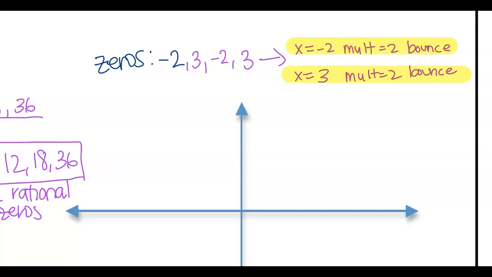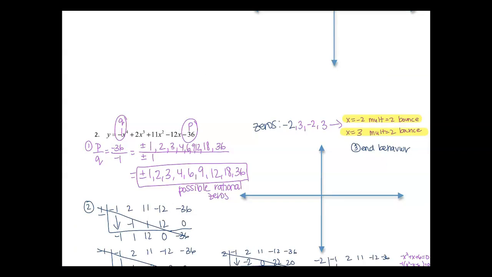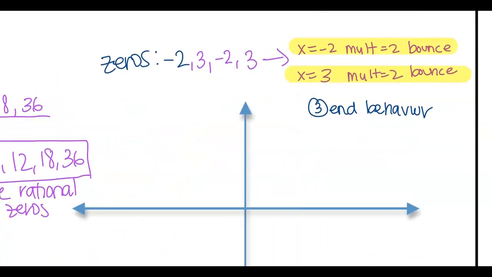All right, so for step 3, I think this is, on my paper, we're going to find the end behavior. Let me make sure. Step 1 was the P over Q. Step 2 was synthetic division. Yes, this is step 3 for me. For the end behavior, I need the leading coefficient and I need the degree.